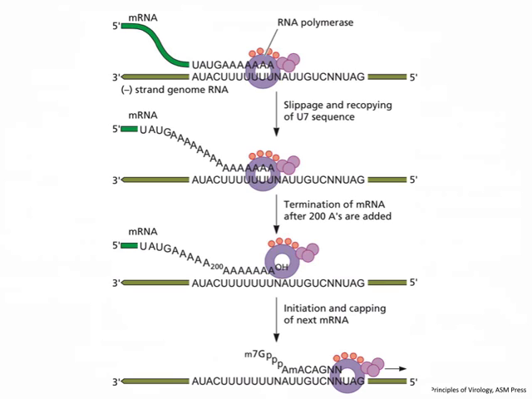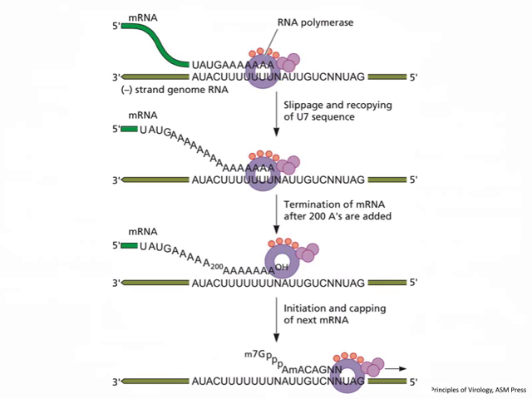It just sits on the U's and makes A's over and over again until you get about 200 or so A's, and that's a poly A tail, and then the polymerase stops. It's fed up. It says, I'm not making any more A's. And the polymerase stops, and that mRNA is released. So that's how it gets polyadenylated.